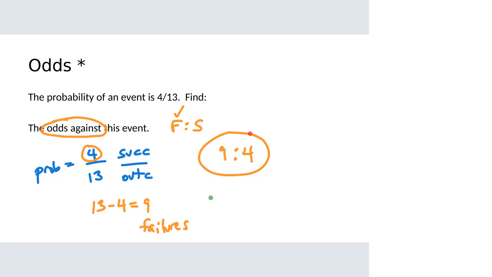I don't think the calculations in here will give you much trouble. Just make sure you're a little bit patient and careful. Don't go faster than you need to, because you want to make sure to write down your answer as failures to successes, and you want to make sure you write it as a ratio. Let's try another one.